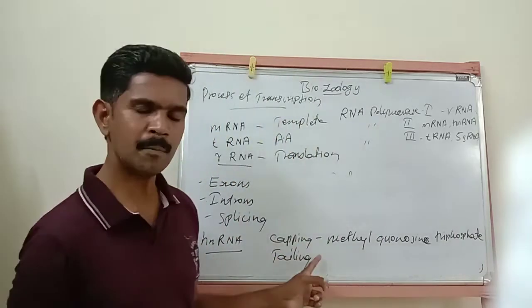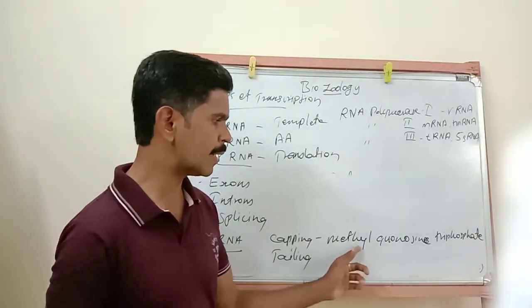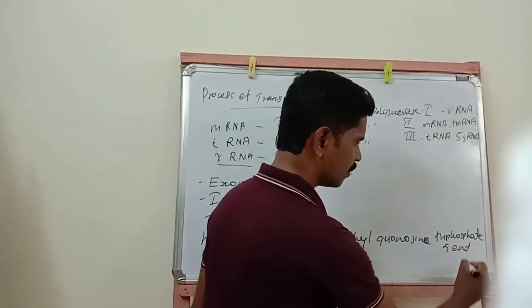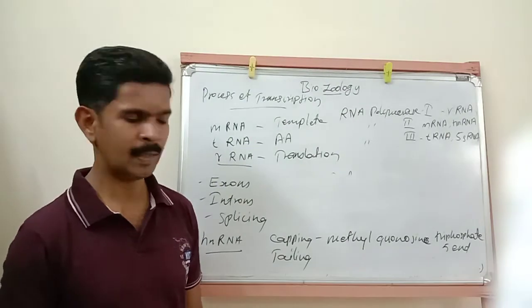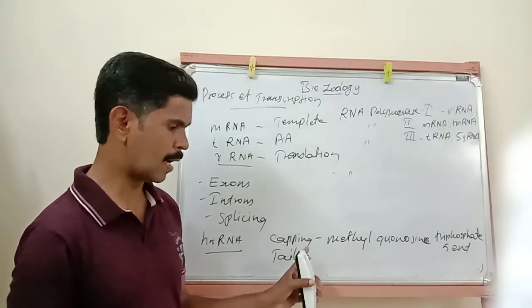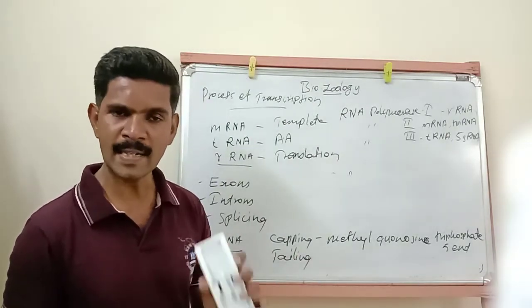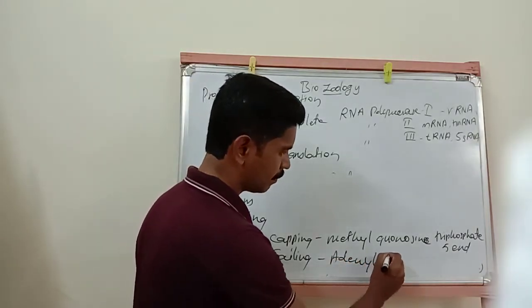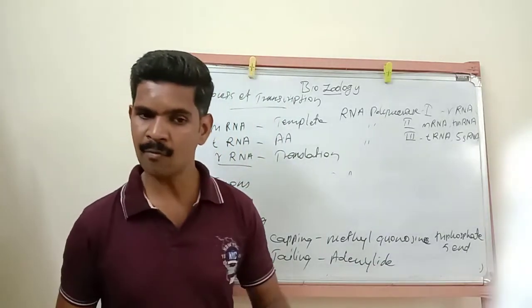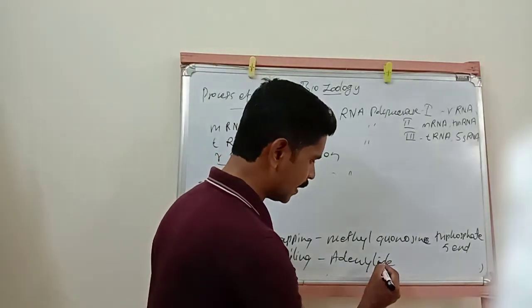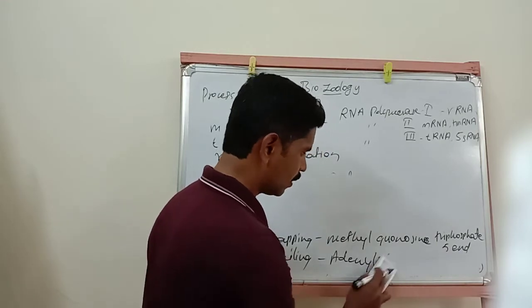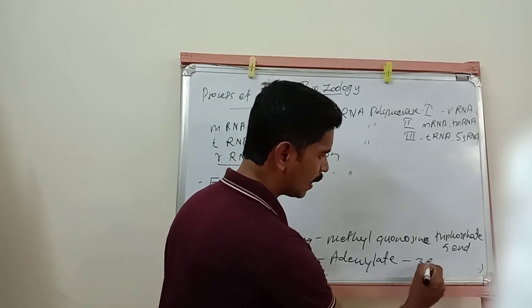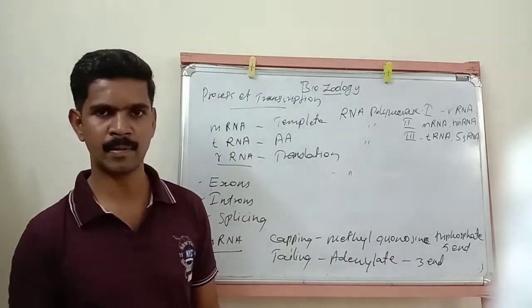Listen, capping means adding of methyl guanosine triphosphate at the 5' end. This process is called capping. Then tailing means adding of adenylate at the 3' end. Listen very carefully.